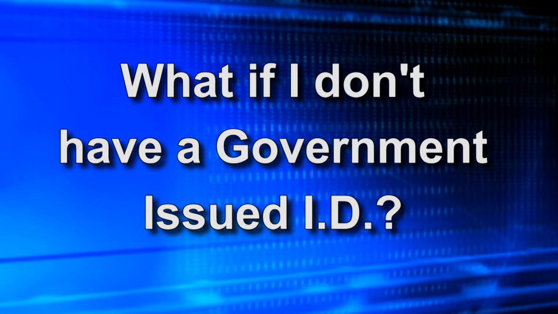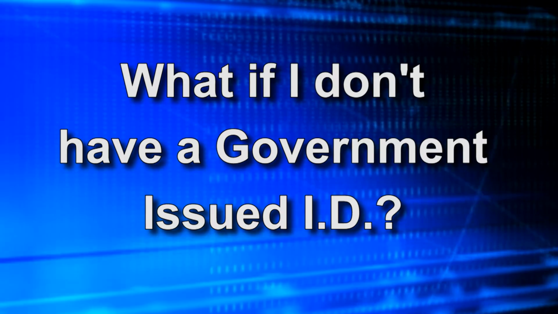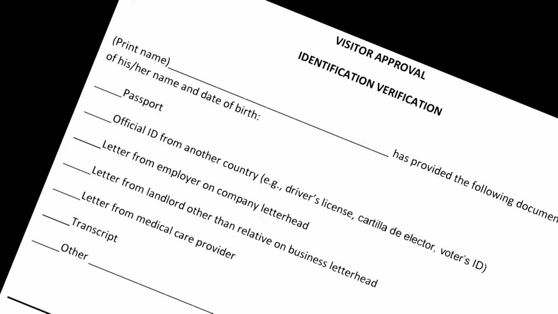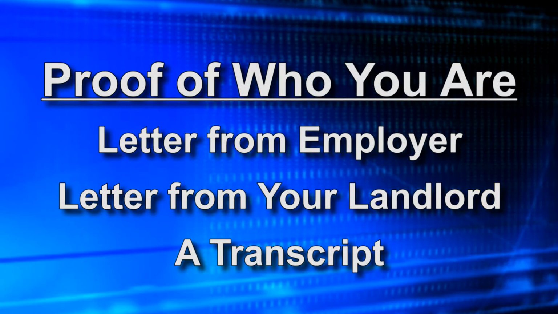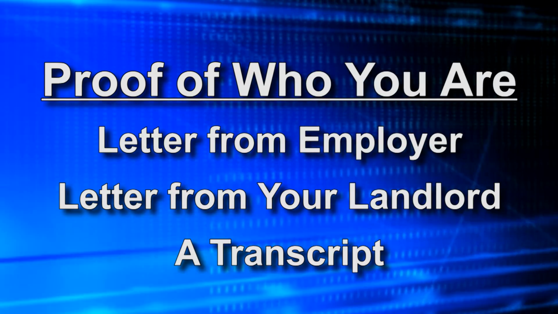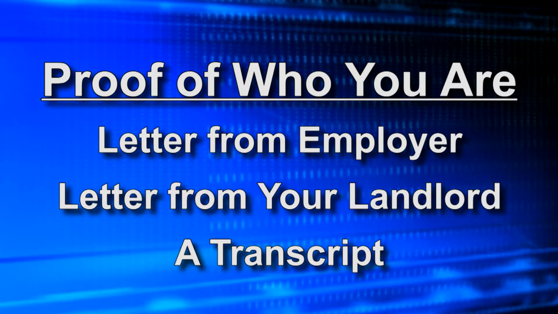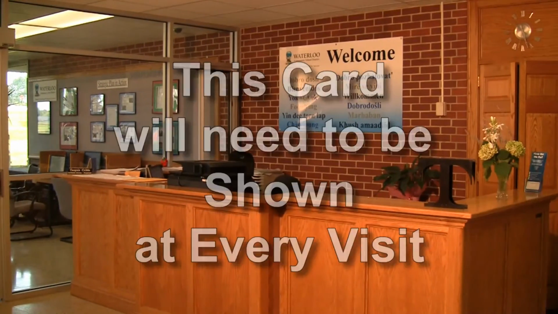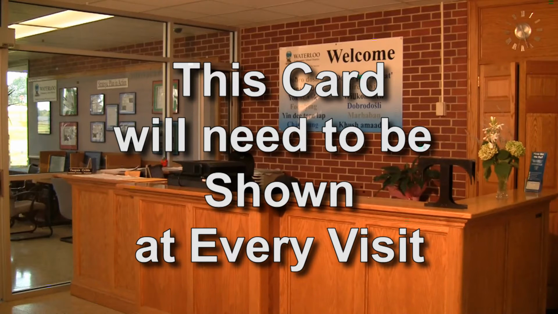What if I don't have a government-issued ID? If you don't have a government-issued ID, you can obtain a district notification approval card from your child's school or our Education Service Center. Just bring in proof of who you are, such as a letter from your employer, letter from your landlord, or a transcript. The Waterloo School's employee will issue this card once you establish your identity. This card will need to be shown at every visit as we aren't able to scan it through Raptor.